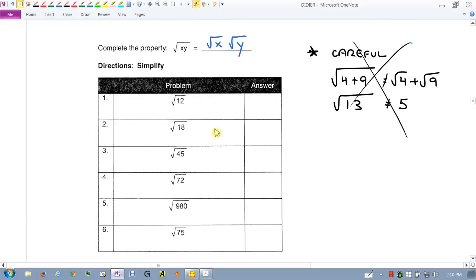All right, so let's see if we can do these. So I'm looking at square root of 12. Can you think of a number, a perfect square, that goes into 12? 4? So rewrite 12 as what, 4 times 3? That's square root of 4 times square root of 3. So that's what? 2 square root of 3.